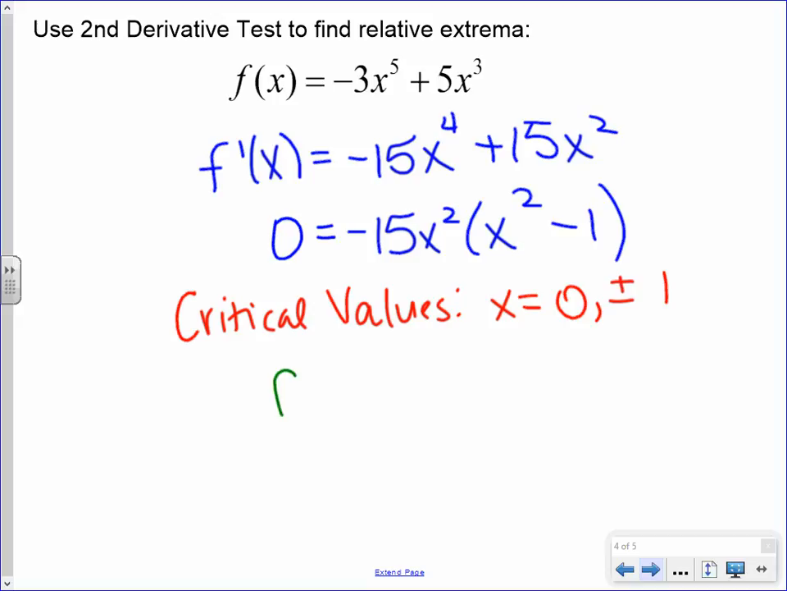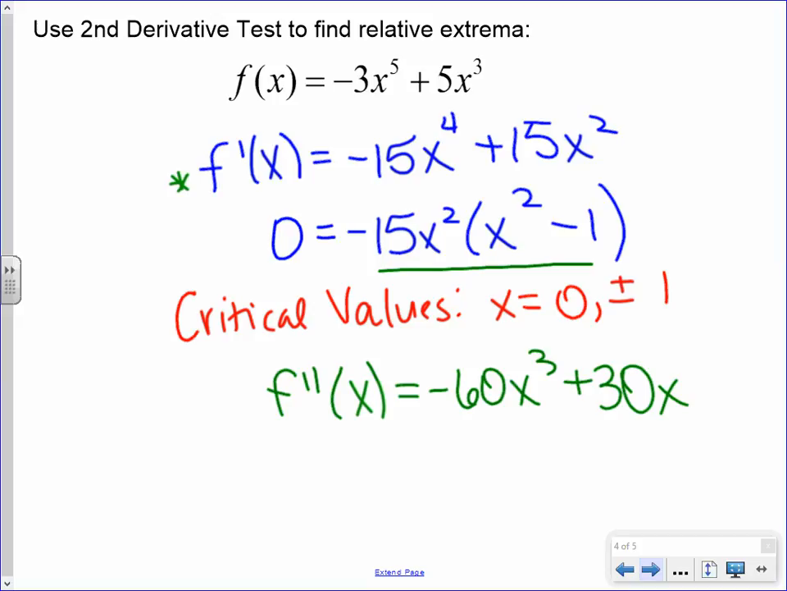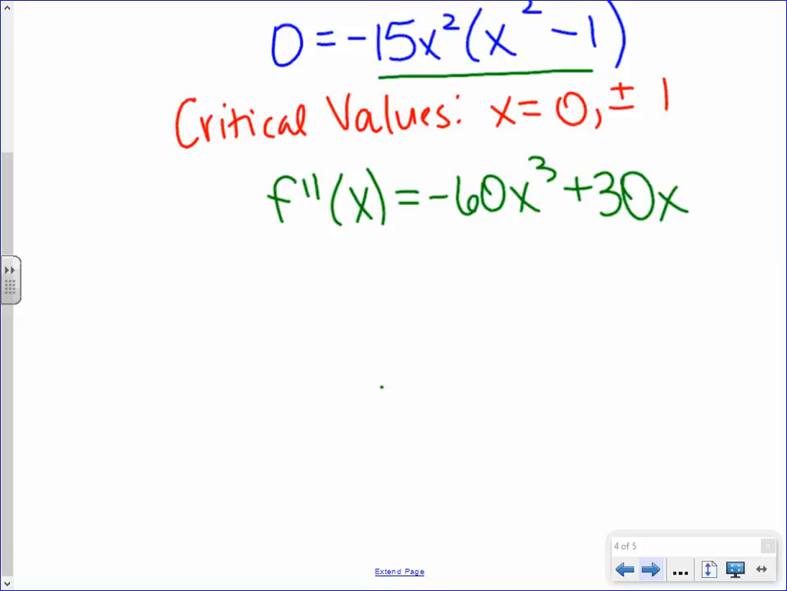All right, so now our second derivative. Our second derivative, and I'm going to come back up to here, please don't come to here and use the product rule. Go back to just your original first derivative. If we take the derivative of that, negative 60x cubed plus 30x. So second derivative test, we need to take our critical values and plug them into the second derivative. The concavity will tell us if they are a maximum or a minimum.